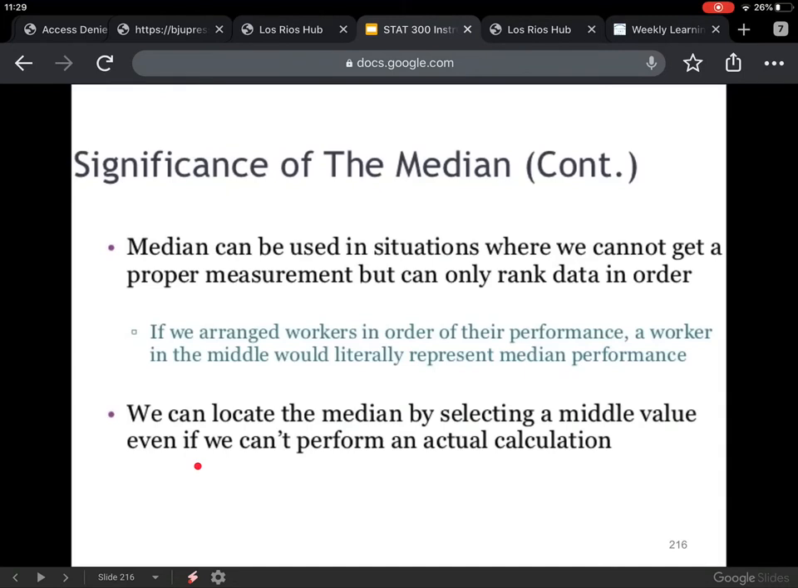But you can't always do calculations with them. But you can find the middle, the median.